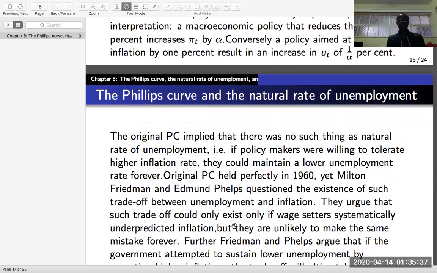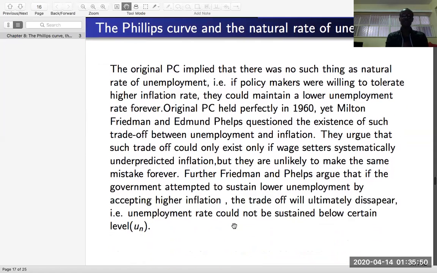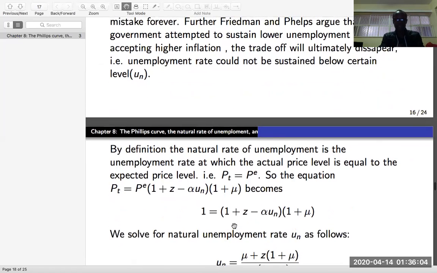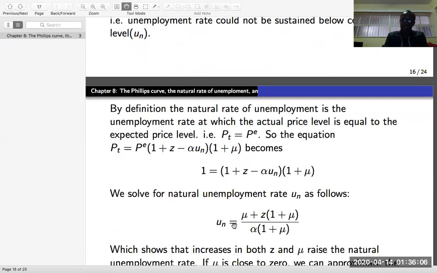They argued that such a trade-off could only exist if wage setters systematically under-predicted inflation, but they are unlikely to make the same mistakes forever. Further, Friedman and Phelps argued that if the government attempted to sustain low unemployment by accepting high inflation, the trade-off would ultimately disappear, i.e. the unemployment rate could not be sustained below a certain level, i.e. the natural rate of unemployment.